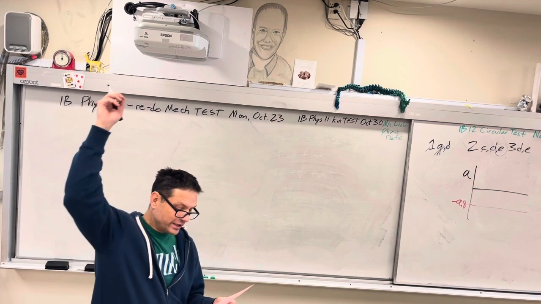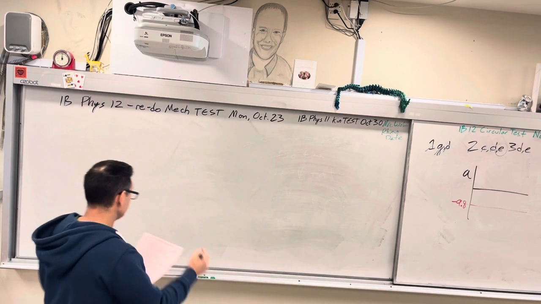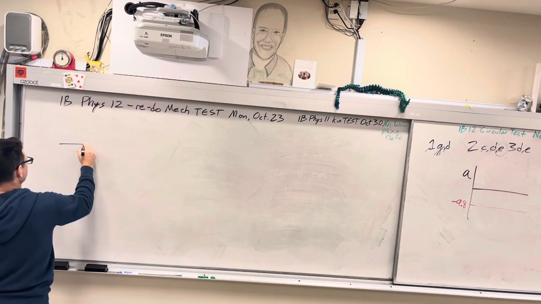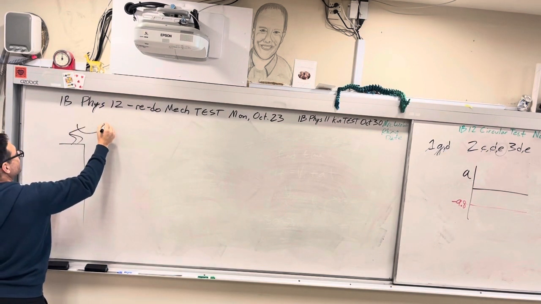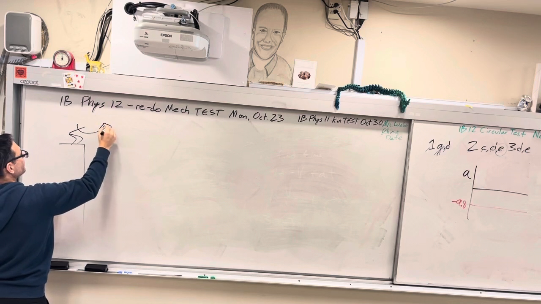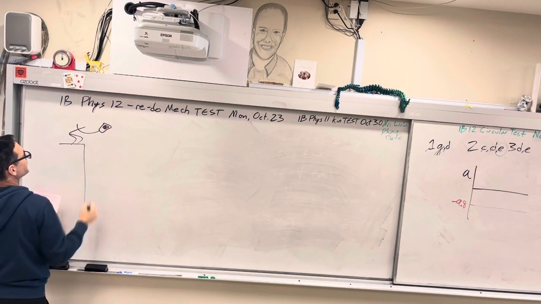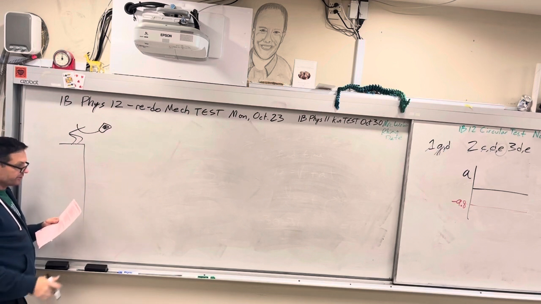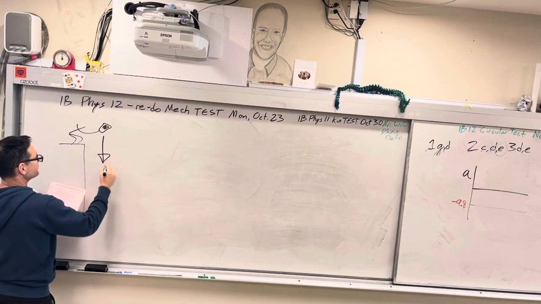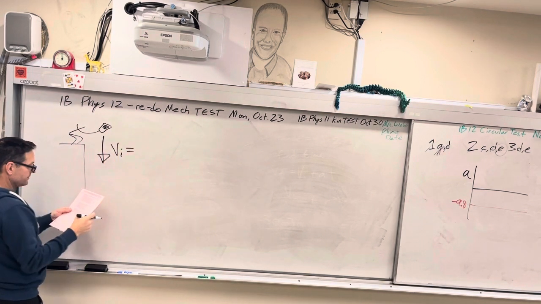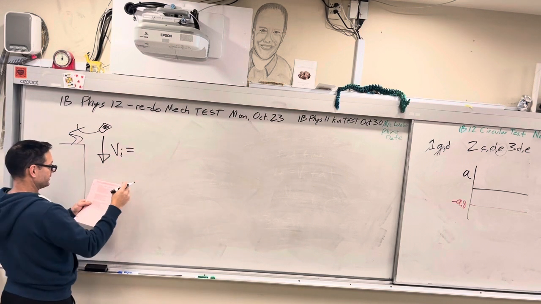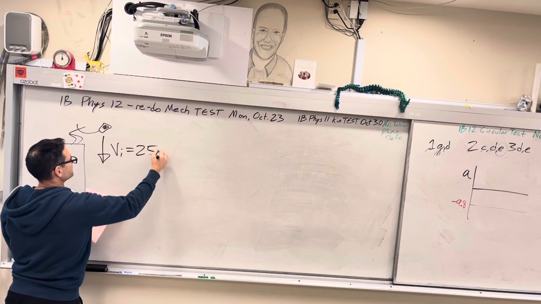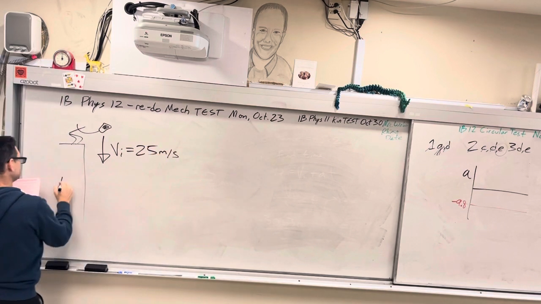He throws off his mask in fury over letting in a goal. And he throws it straight down. So he's on a cliff. And he's like, I've had enough. And here's his goalie mask. And he's going to throw it downward. So his VI is downward 25 meters per second. And the cliff is 100 meters high.